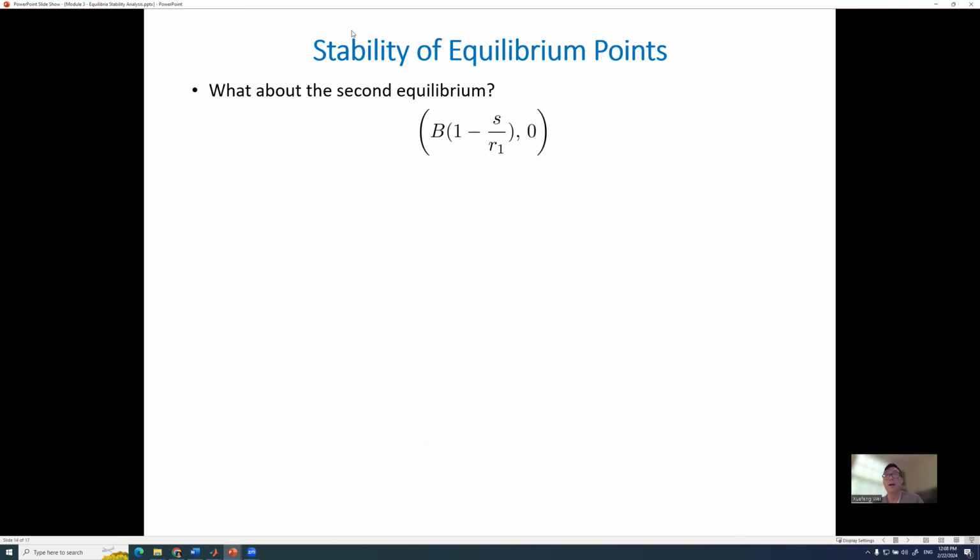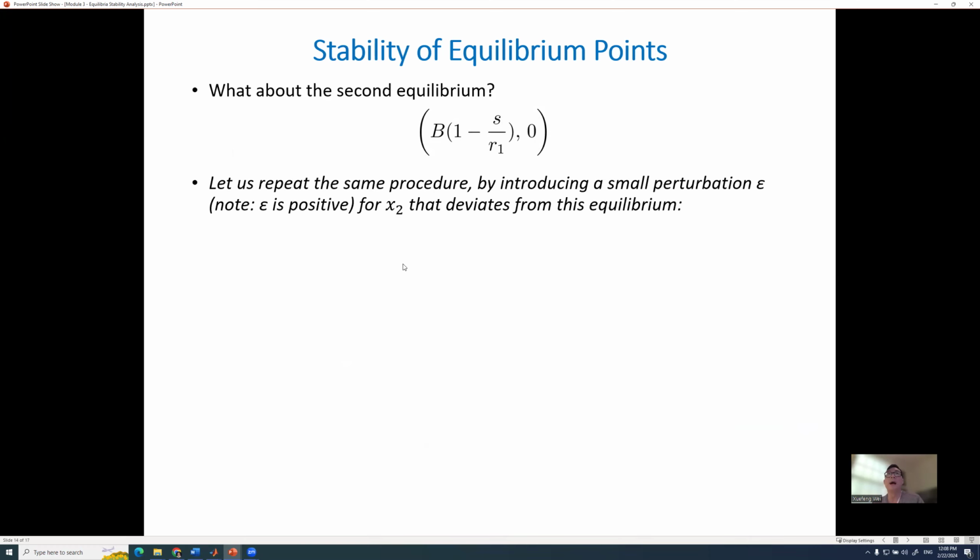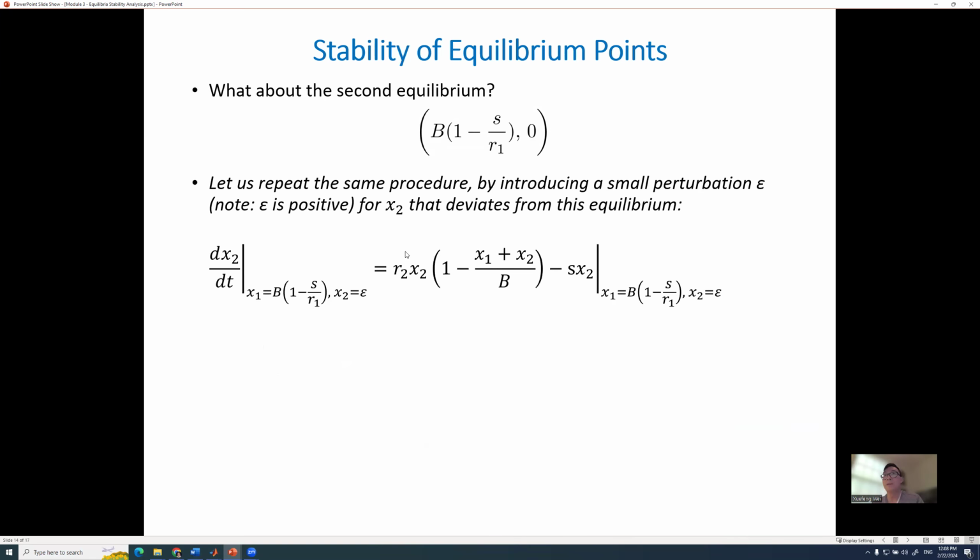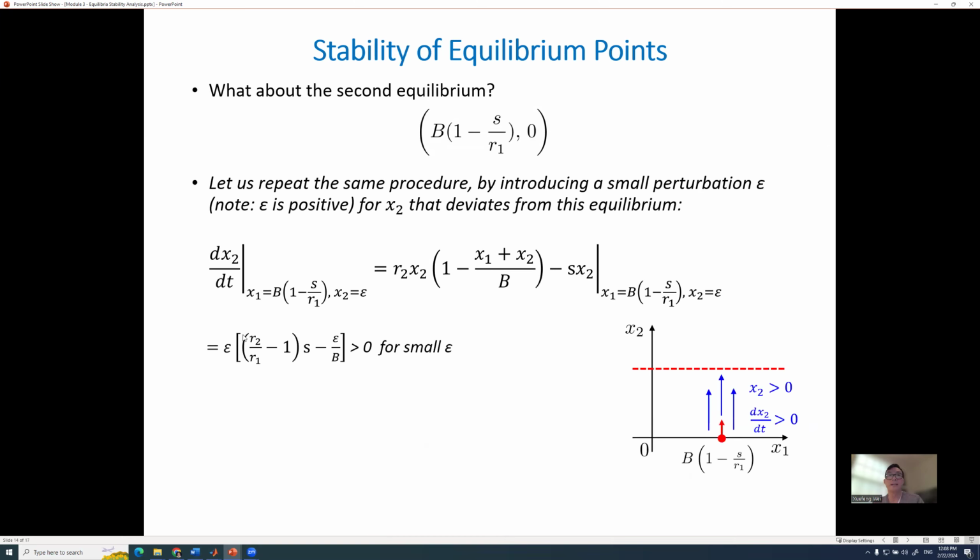We provide a positive small perturbation epsilon for x2 that deviates from the equilibrium. Then we look at this dx2/dt to see whether it's positive or negative. So we apply these conditions to the right-hand side, and we get this expression here.